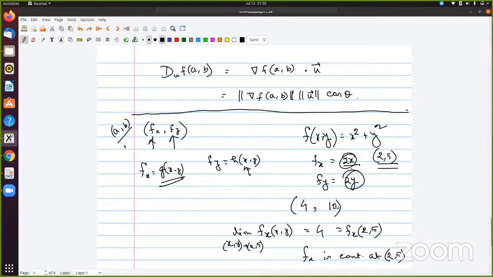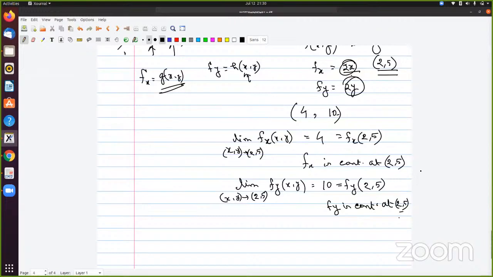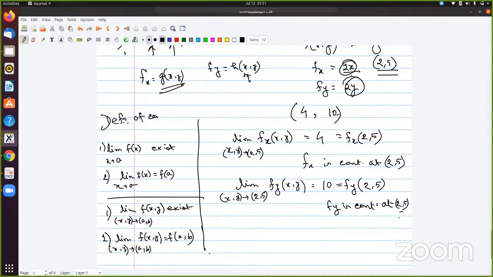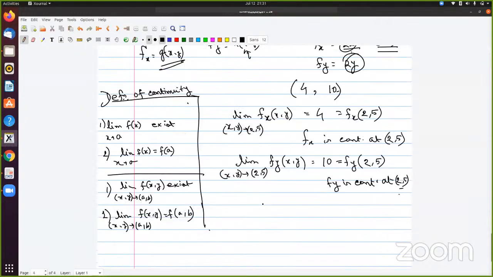The functional value means substituting the value directly. fx means the partial derivative with respect to x. In one variable it was also the same: the limit of f at a exists, this was the definition of continuity, and this should be equal to f of a. A similar thing we are doing here. For the multivariable limit, first this exists, and the second step is this limit. This was also in week 9. So this is the definition of continuity.